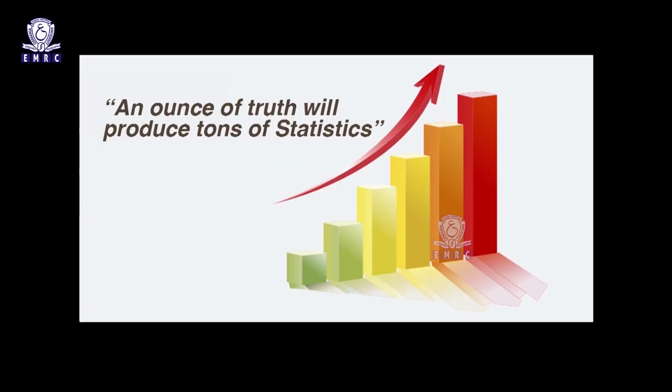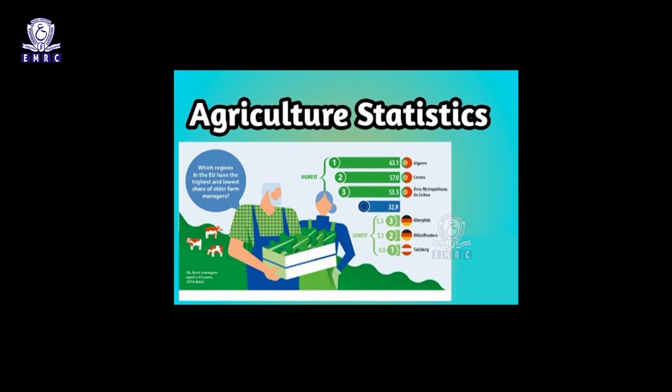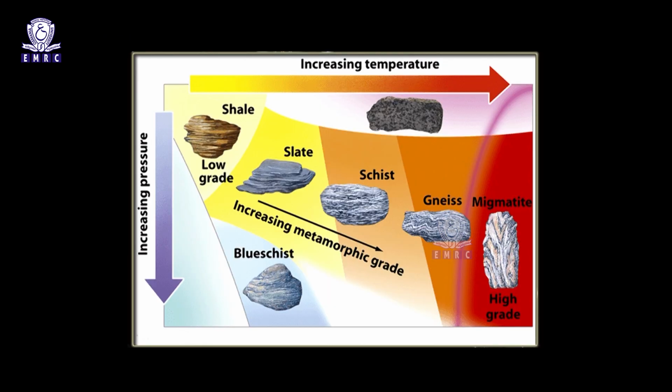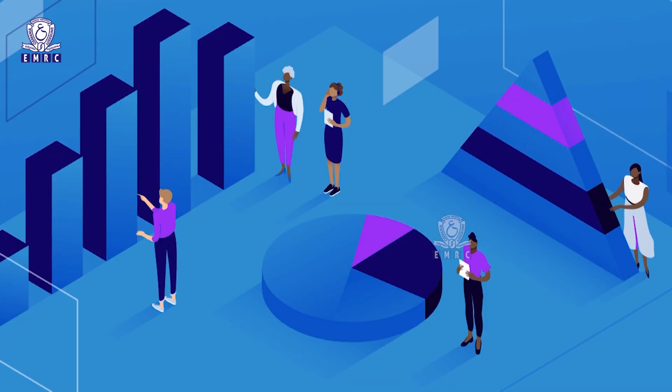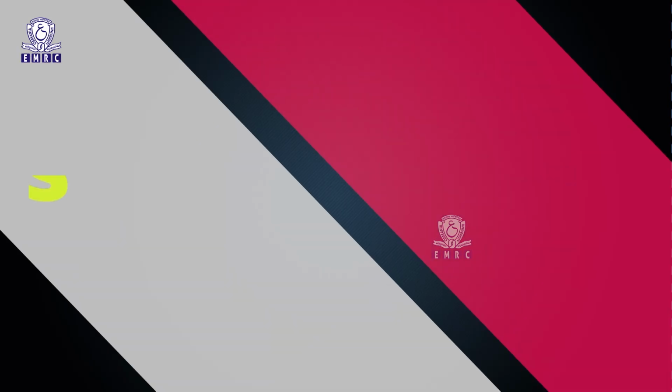An ounce of truth will produce tons of statistics. Therefore, care and precaution should be taken for the interpretation of statistical data. Statistics should not be used as a blind man uses a lamp post, for support instead of illumination. Therefore, there are many fields like agriculture, space, medicine, geology, technology, where statistics is extensively used to predict the results and find out precision in decision.